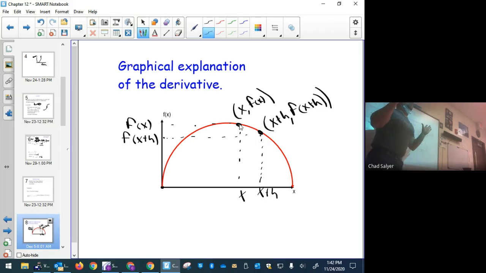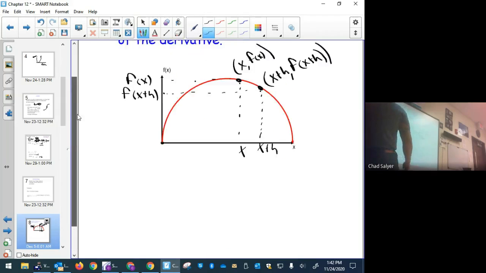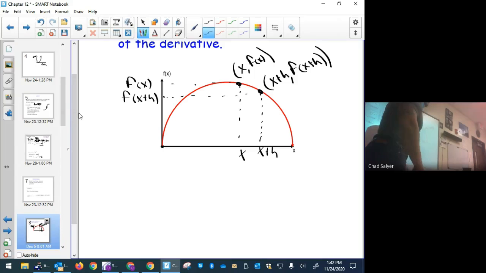We can make it smaller and smaller and smaller and smaller. The smaller it is, the more accurately it will represent the slope of that function. But if we make it infinitesimal using the limit, in other words, if we take the limit as h goes to 0, suddenly we have the actual slope. So let me show you how to do that. You're going to use the good old slope formula. Remember rise over run?